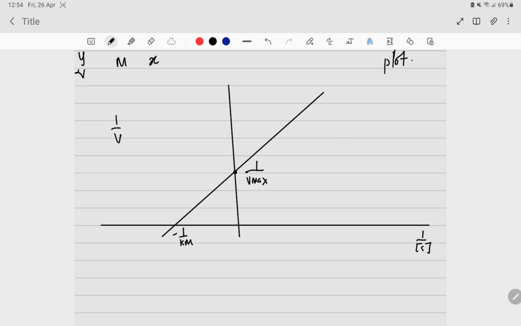So this was just an introduction to the Lineweaver-Burk reciprocal plot. In the lectures to follow, I am going to look at questions, and then we will expand our knowledge from that.